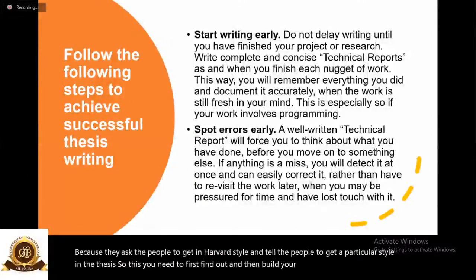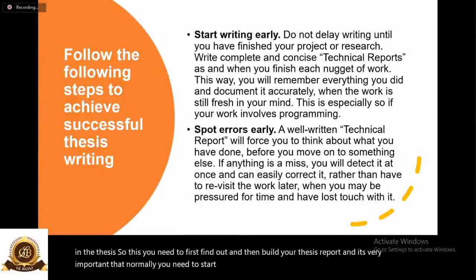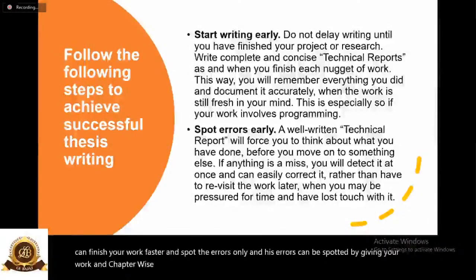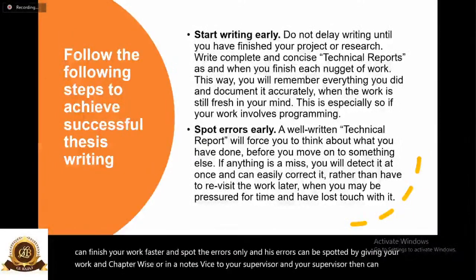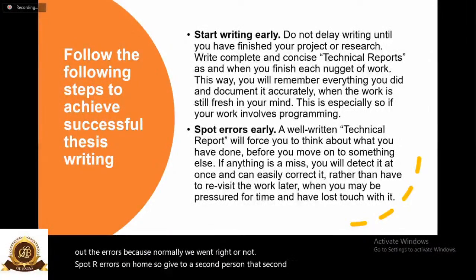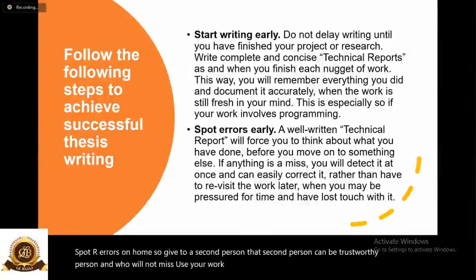And it's very important that you start right early and jot down things early, because then you can finish your work faster and spot the errors early. These errors can be spotted by giving your work chapter-wise or notes-wise to your supervisor, who can then track the errors, because normally when we write, we are not able to spot our own errors. So give it to a second person. That second person can be any trustworthy person who will not misuse your work, so they can spot your errors in a more effective manner.